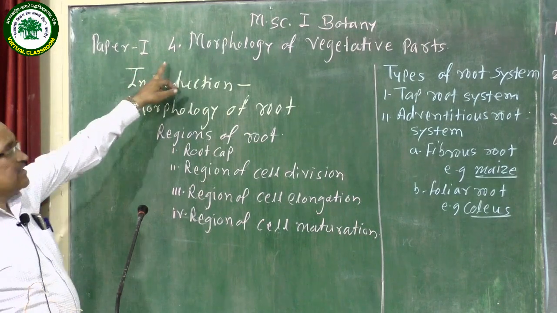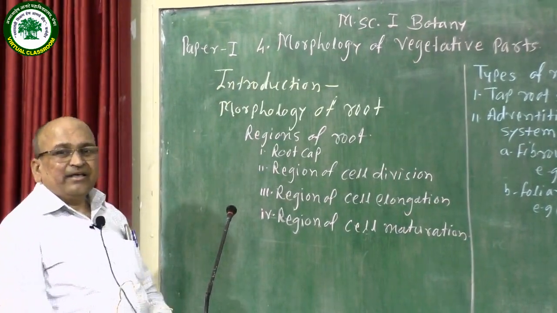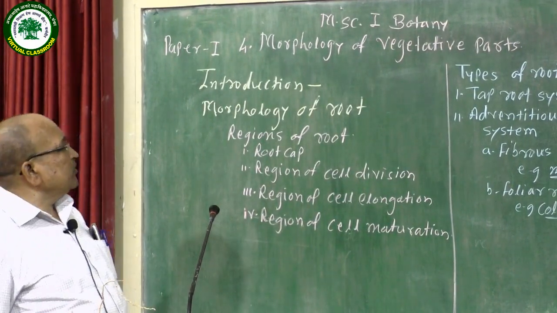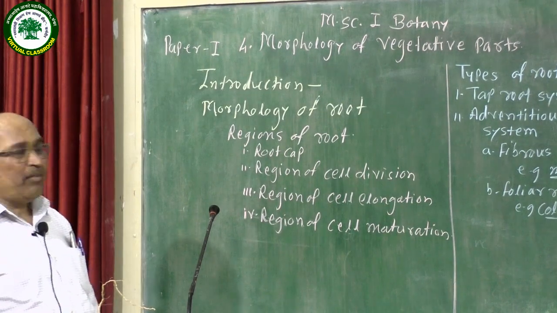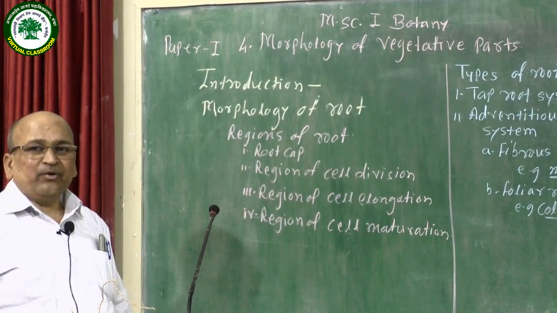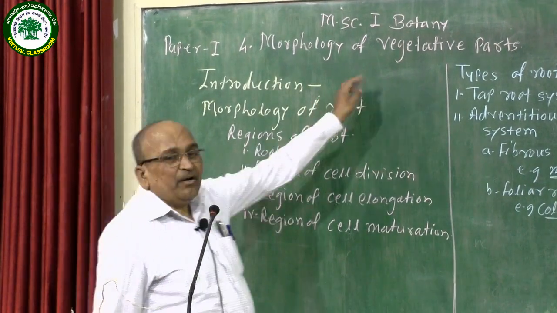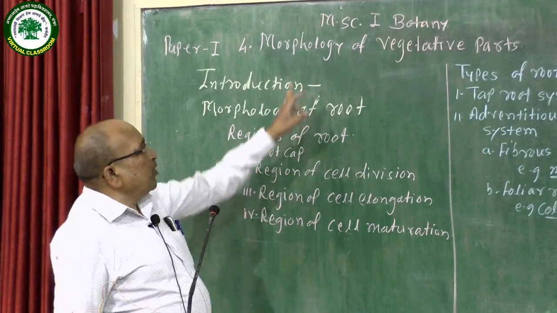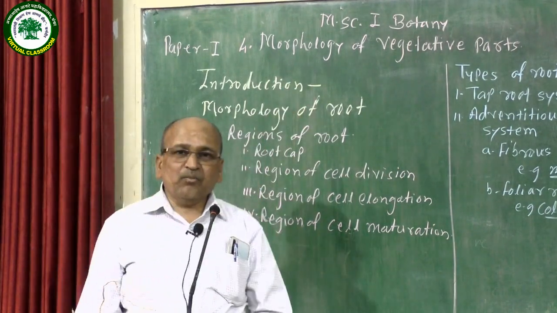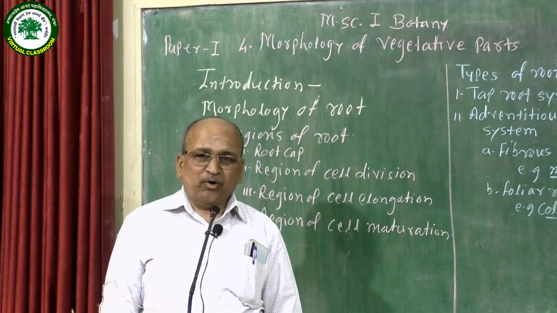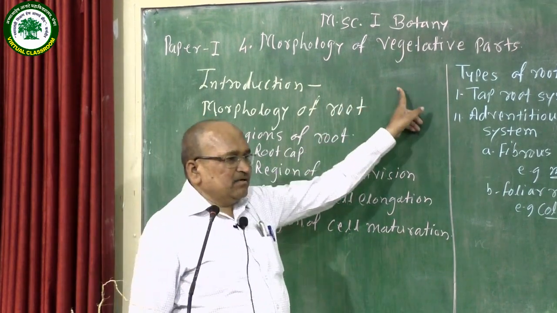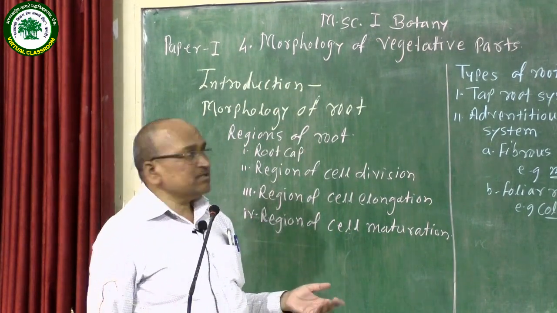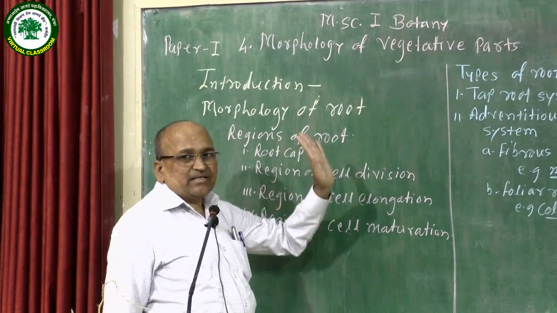Paper first and chapter number 4. In this chapter we study about the morphology of different parts of the vegetative body of the plants. Morphology means form of the plant body, and vegetative parts are those parts of the plant body which do not produce reproductive organs.